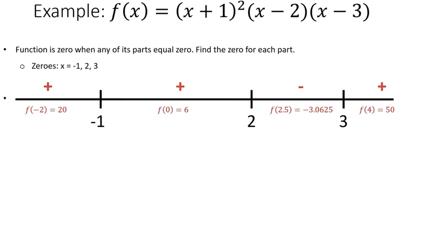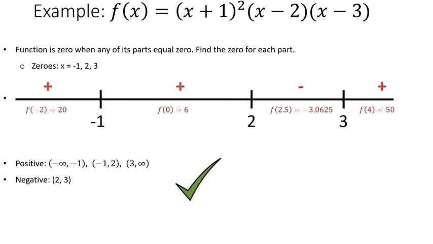So what does this tell us? We now know on what intervals our function is positive and negative. It's positive from negative infinity to negative 1, from negative 1 to 2, and from 3 to infinity, and it's negative from 2 to 3. One important thing to note is that we have to use parentheses, not brackets, because at negative 1, 2, and 3, our function equals 0. It's not positive or negative, so we can't include those points in our intervals. That's why we use parentheses instead of brackets.